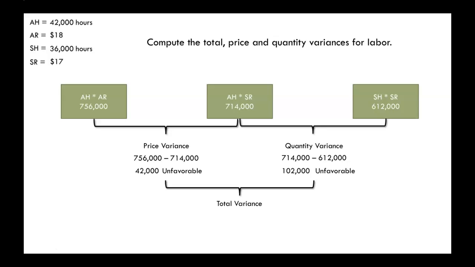So now when we find our total variance here, you'll notice that they're the same sign, right? They're both unfavorable. So when they were different, we subtracted them. When they're both the same, we add them together. So we take the 42,000 unfavorable plus the 102,000 unfavorable, and that gives us 144,000 unfavorable.